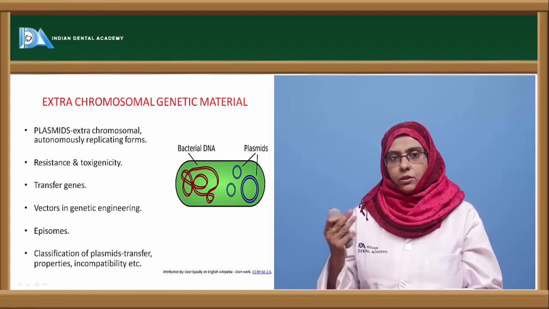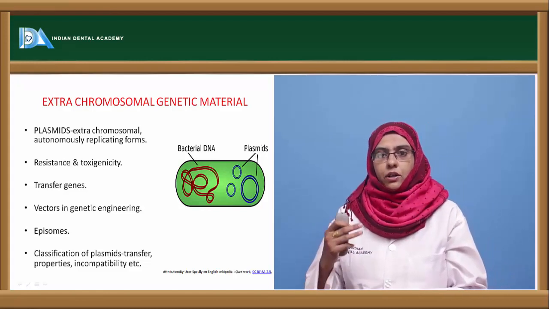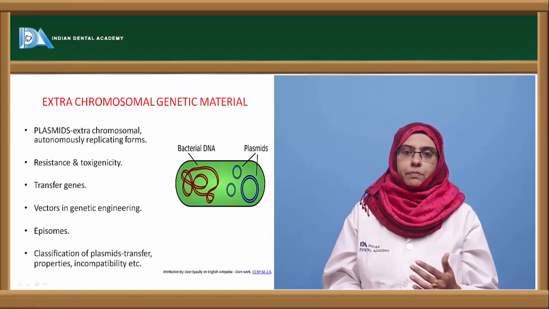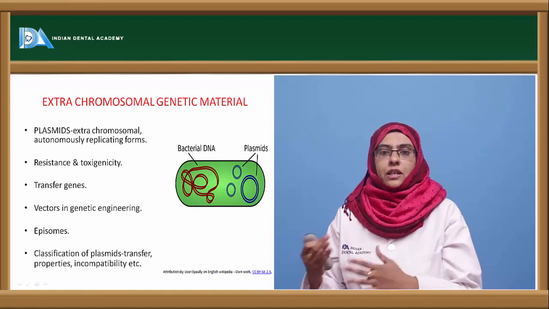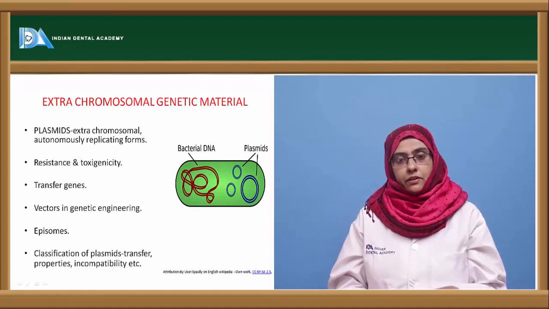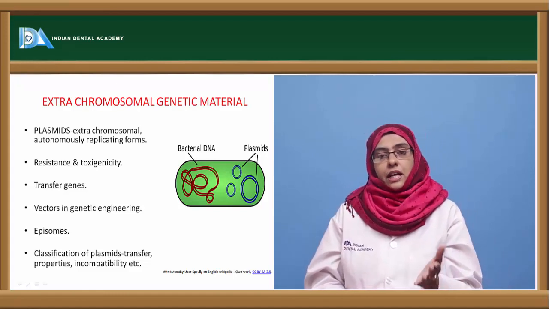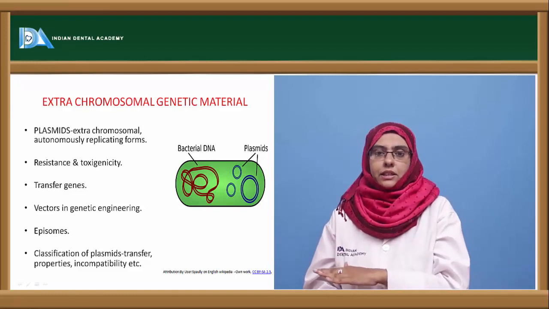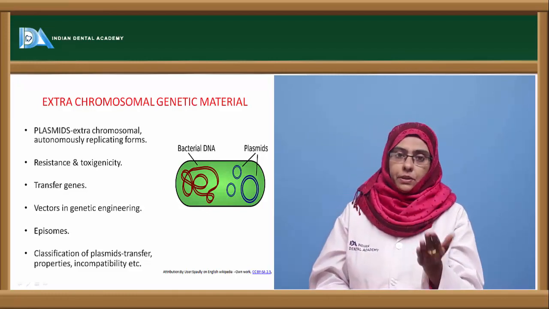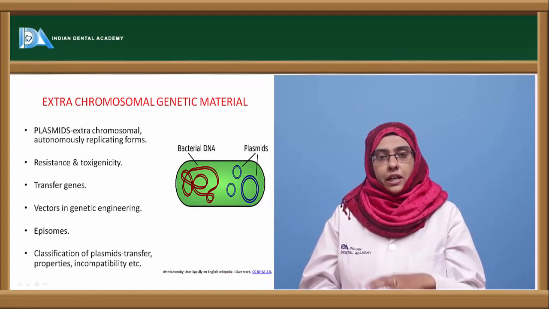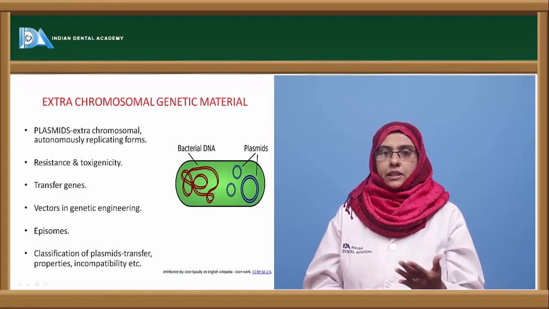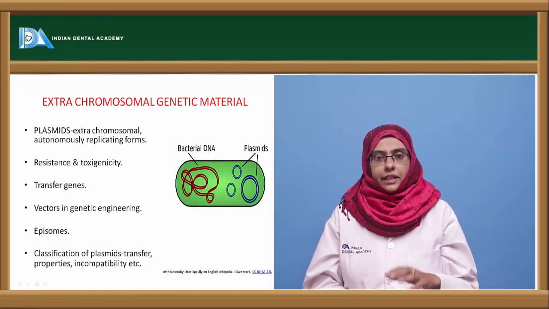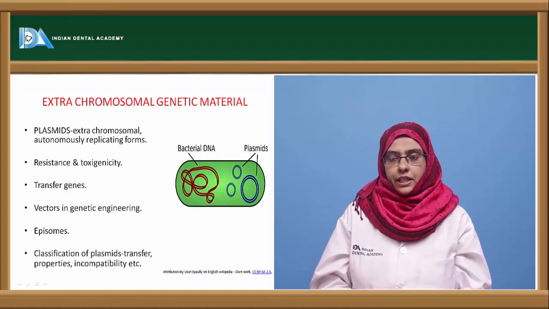So they are autonomously replicating, that means they have their own origin of replication. So they replicate as and when the bacterial chromosome replicates, and they get transferred from one cell to the other organism. And during this process of transferring, the plasmid can also transfer genes from one cell to the other, and because of this characteristic feature, we can make use of plasmids as vectors in genetic engineering. Vectors are nothing but the cloning vehicles that carry our gene of interest in genetic engineering.